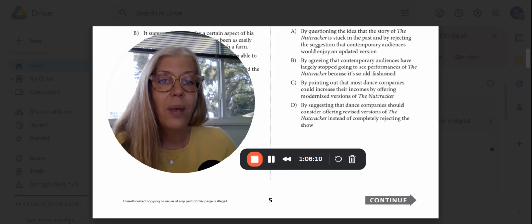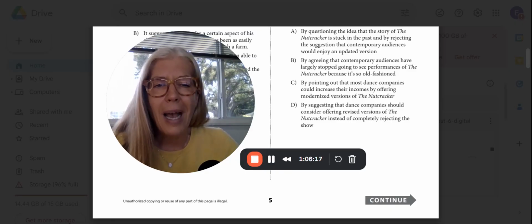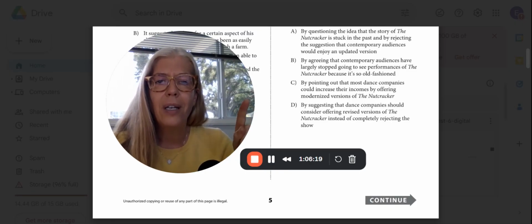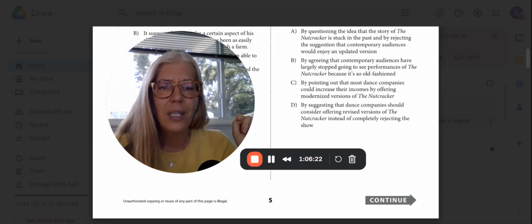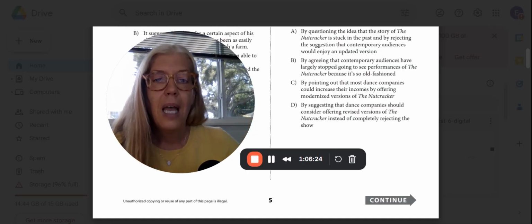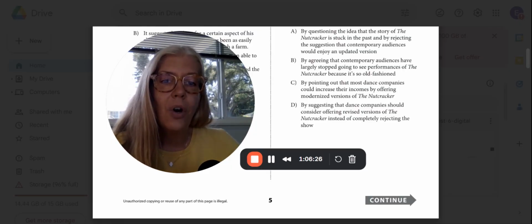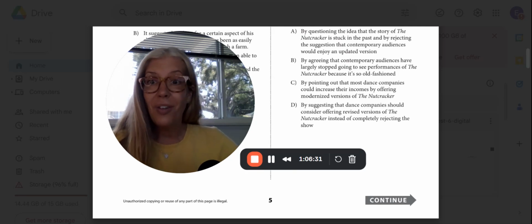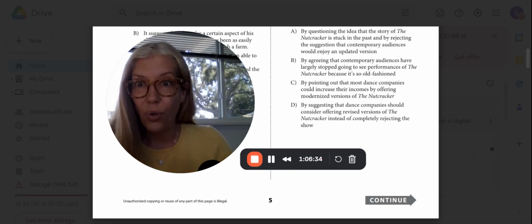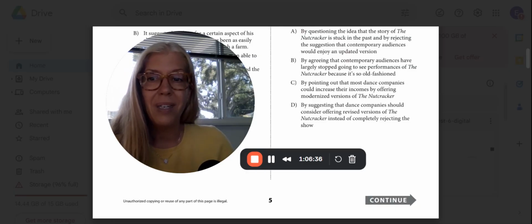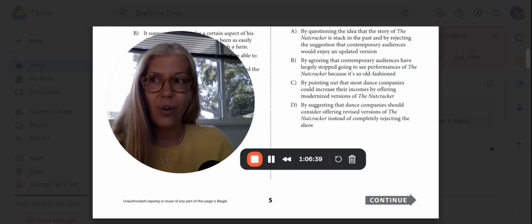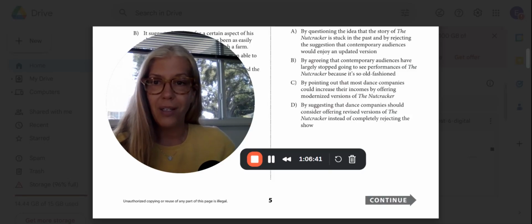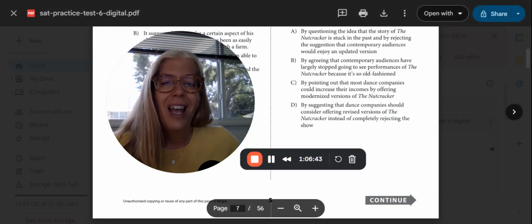C, by pointing out that most dance companies can increase their incomes by offering modernized versions of the Nutcracker. I like the back half of it. The front half of it is very specific. They're increasing their incomes, but let's see what D says. By suggesting that dance companies should consider offering revised versions of the Nutcracker instead of completely rejecting the show. You see the difference between the two? C just got really specific, but D is it. D is the correct answer. You cannot argue that D is the correct answer.